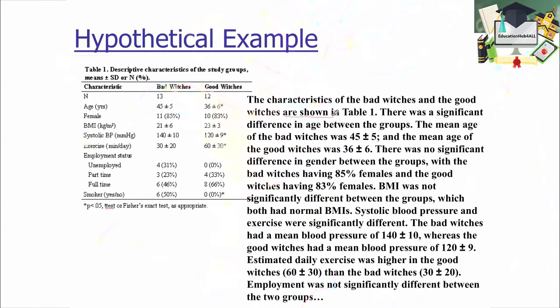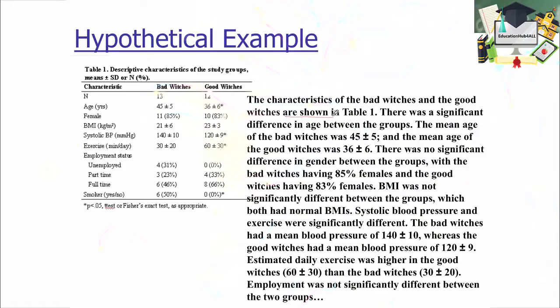And then the writer launches into a reading out of the table. The mean age of the bad witches was 45 plus or minus 5, and the mean age of the good witches was 36 plus or minus 6. Then the author tells us that gender was similar between the groups, with 85% female in the bad witches and 83% female in the good witches. And then the writer moves on to present the exact numbers for BMI, blood pressure, and so on. You can see that the author is literally just reading the table for the reader, line by line, number by number. You have to give your reader more credit than this.